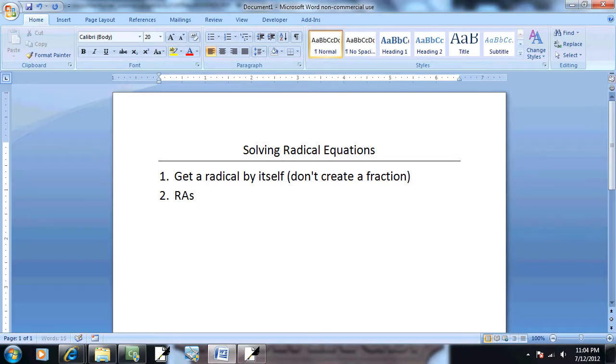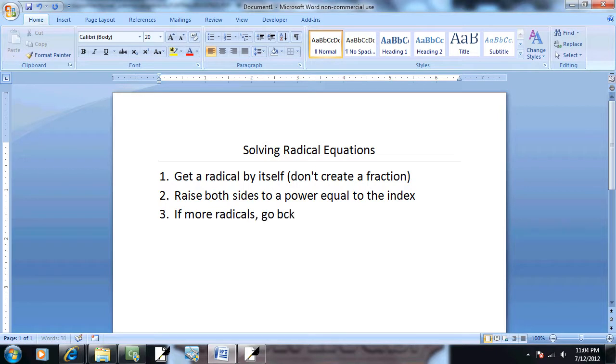Step two, raise both sides to a power equal to the index. Step three, if more radicals, go back to step number one. Step four, solve for x. And step five, check your answers.